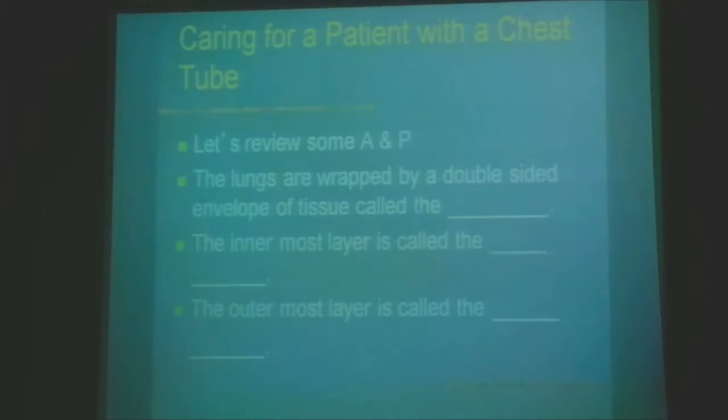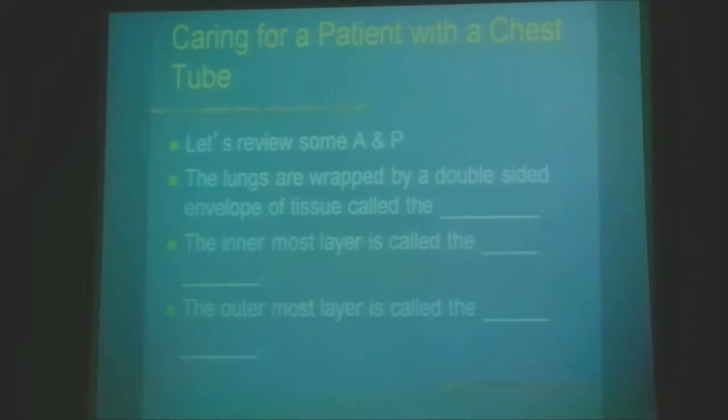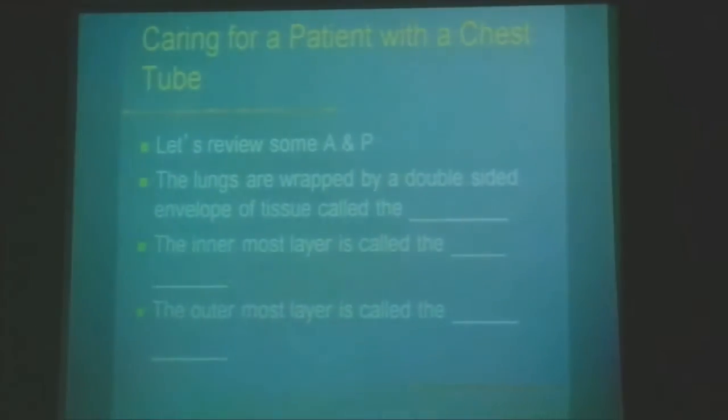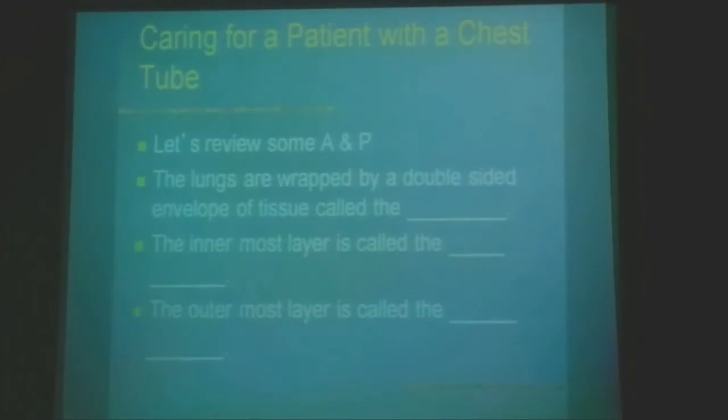So these visceral pleura and parietal pleura, are they separated or intact? Separated by a space? Is there any space between them? No, there is no space. This is a potential space. These two membranous parts are always intact to each other. There is no space between the visceral and the parietal pleura. Why is there no space? Think.